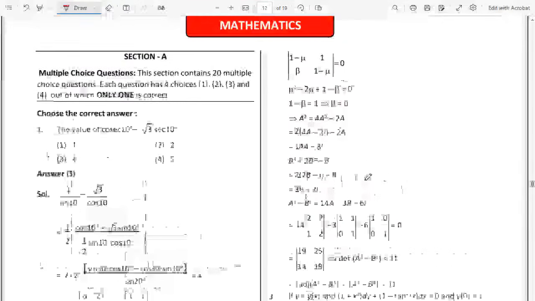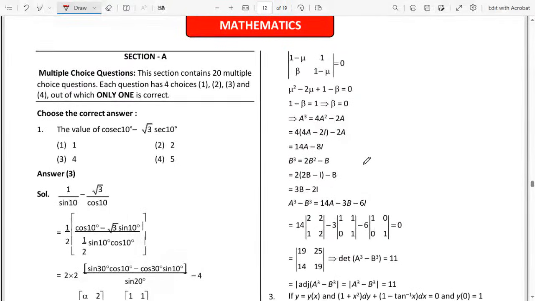Yes students, section A, as I said, this section is going to have 20 multiple choice questions, out of which you are going to choose any one option, out of 4 choices. So if you choose right answer, you are going to get plus 4 marks. However, if you choose wrong answer, you are going to lose minus 1 mark. So be careful students. So let us see the questions.